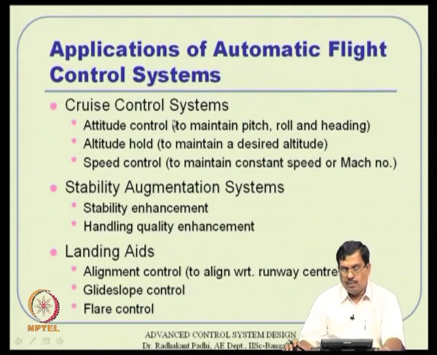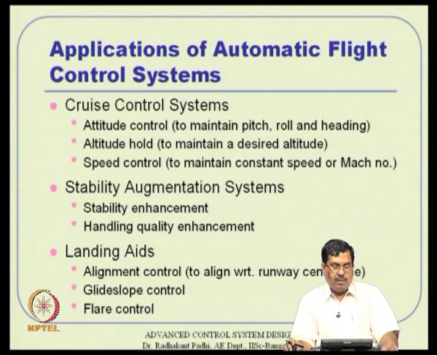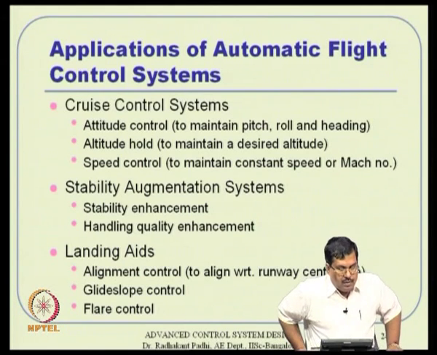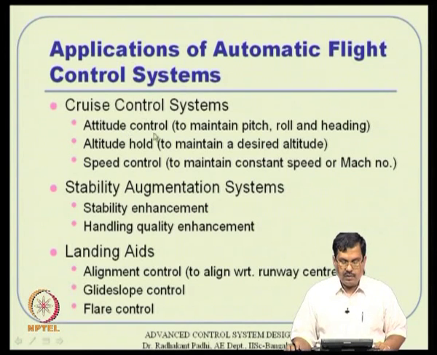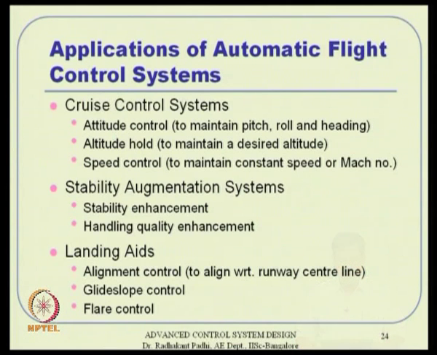Now, applications of automatic flight control system: how do we design this automatic system for the aircraft? They can talk about a variety of things. The first thing that comes to mind is the cruise control system. That means once the pilot takes the aircraft to a certain altitude, sets the direction and things like that, for a large duration it has to just continue flying like that, and that is what is called cruise control. That is the segment where the pilot needs to be really relaxed, so that is the segment where we design a variety of cruise control systems.